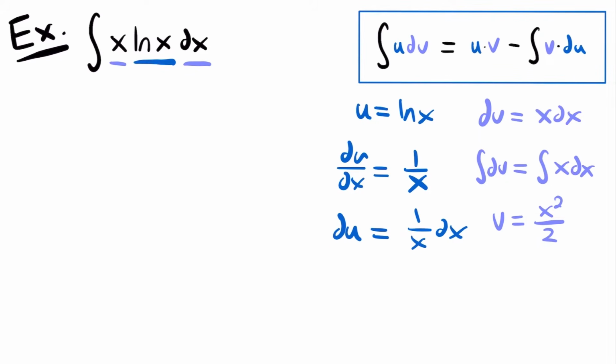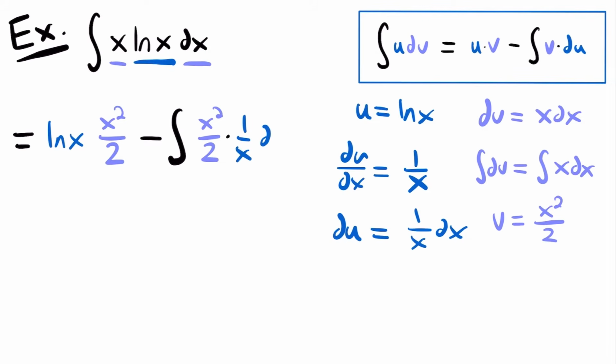Okay, and so now let's use what we have here to rewrite this integral into this expression. And so we'll have that this integral is equal to u times v, so we'll have the natural log of x times x squared divided by 2. And then we will subtract the integral of v times du. And so v is equal to x squared divided by 2. So we'll have x squared divided by 2 times du, which is 1 divided by x dx. And so we'll multiply by 1 divided by x dx.